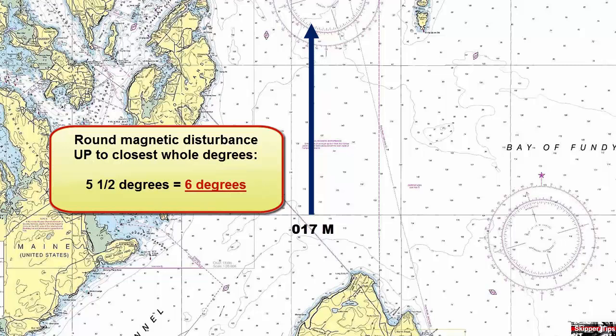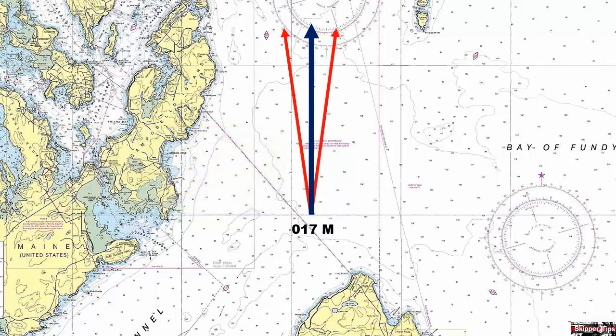Let's round our magnetic disturbance of 5.5 degrees up to the closest whole degree. In this case, we will use 6 degrees. Now let's plot two additional course lines to show how this magnetic disturbance might affect our base sailing track line. On the left side, we would subtract 6 degrees from our base magnetic course line of 017 and plot an additional course line in the direction of 011 degrees magnetic.